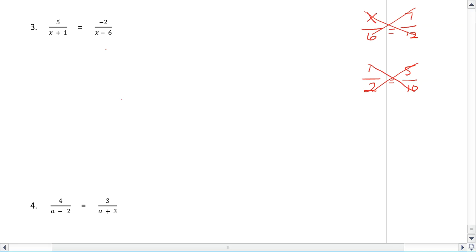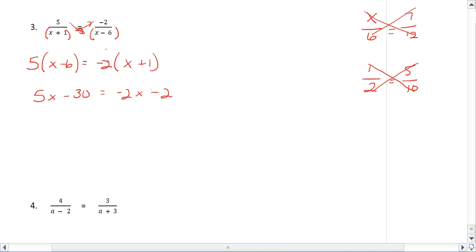If there's two fractions on one side of the equal sign, you have to find the LCD and get rid of the fractions. But for these, let's go ahead and use the easier strategy of, I'm going to put these binomials in parentheses and let's cross multiply here. So 5 times (x minus 6) is equal to negative 2 times (x plus 1). Now we distribute. 5x minus 30 equals negative 2x minus 2.